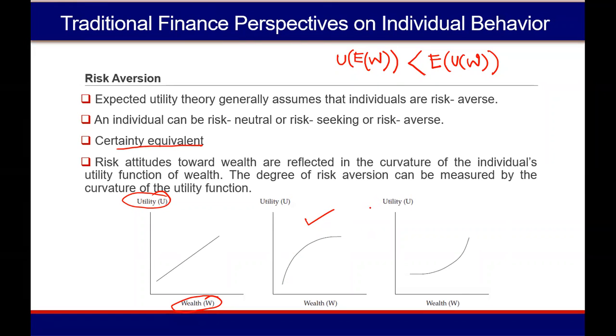So concave. Concave, and the opposite thing happens for the risk seeker. Okay, that is this. And if the person is risk neutral, what will happen to his utility curve? His utility curve will remain linear, and his changes in utility from changes in wealth will remain constant.